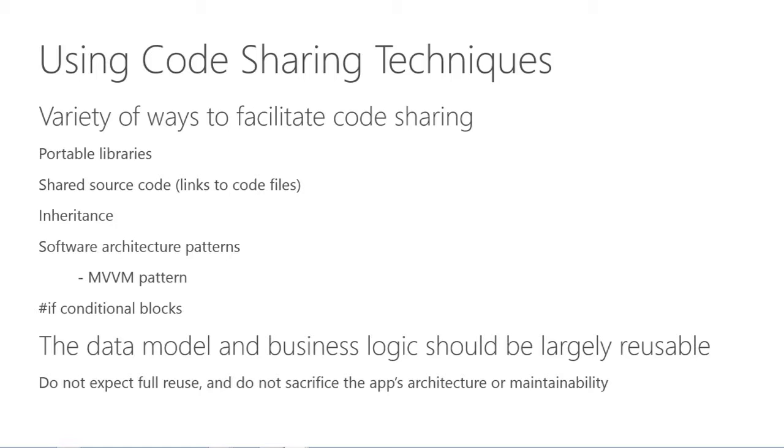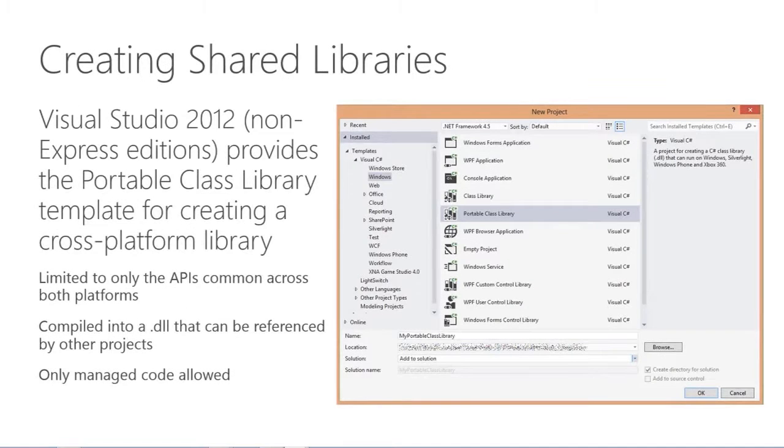Your data model and hopefully, for the most part, your business logic should be largely reusable among your two platforms if you take advantage of the right APIs. The way you do that is using portable class libraries, which is probably the first technique that you would use. I should mention, though, that portable class libraries are only available in non-Express versions of Visual Studio. So if you're using Visual Studio Express for Windows or Visual Studio Express for Windows Phone, those editions don't include portable class library.